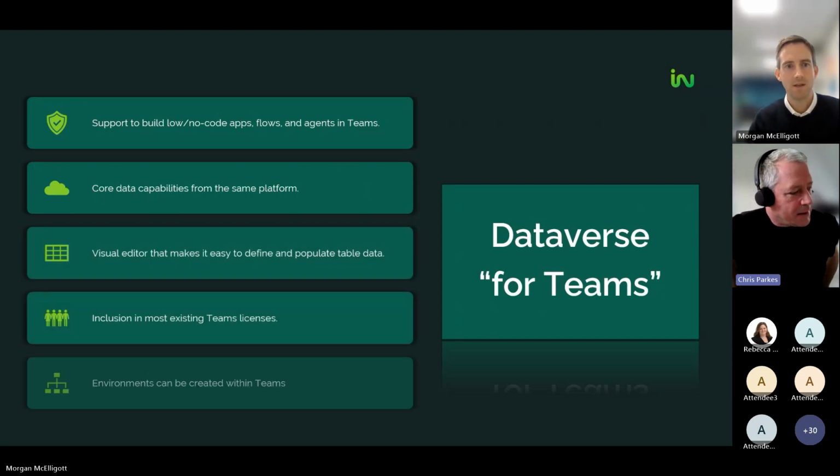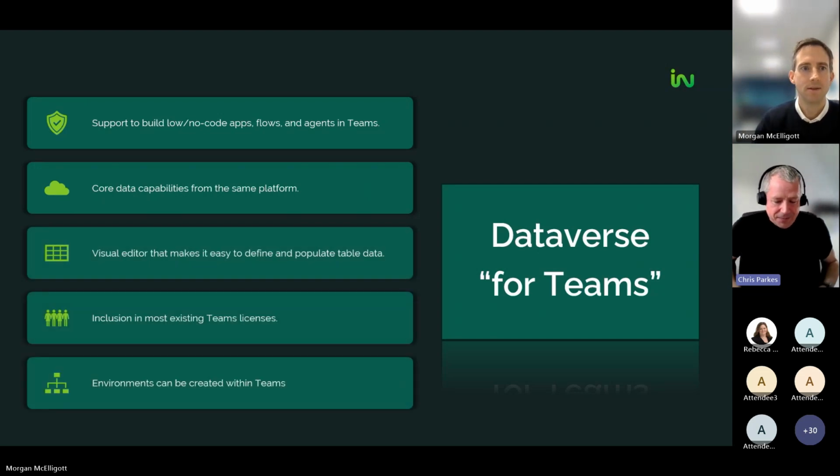So let's talk about, and Microsoft again, whether it's intentional or not, they'll talk about Dataverse and Dataverse for Teams in the same breath. Now, the two things are fundamentally different. They are based on the same data platform. You've got the same kind of core capabilities, but they are fundamentally different. That's not to say that Dataverse for Teams isn't very useful.